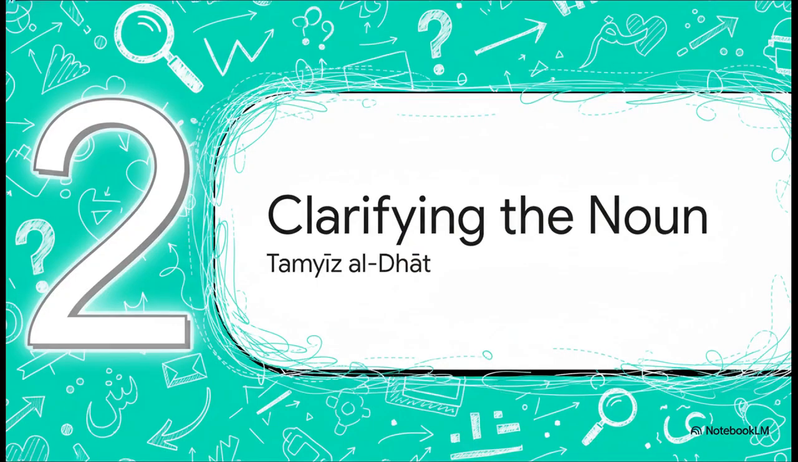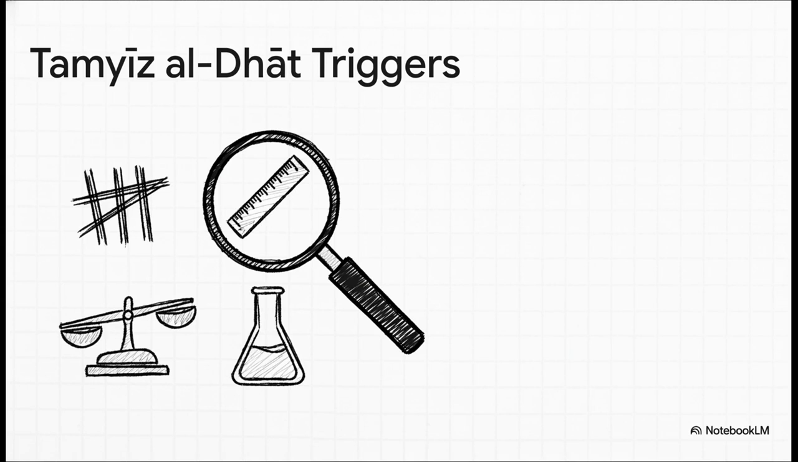Moving on to Section 2, clarifying the noun. Now, what's really interesting about this concept is that this category, classically known as Tanyeez al-Dhat or Tanyeez al-Mufrad, fixes ambiguities found in a single, isolated word. And it doesn't just appear randomly. Nope, it has specific triggers. You will almost always find it following these 4 types of measurements.